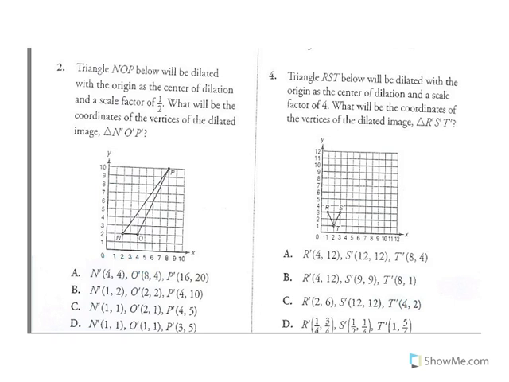Okay, going back to number 2. It says triangle NOP below will be dilated with the origin as the center of dilation and a scale factor of 1/2. What will be the coordinates of the vertices of the dilated image N prime, O prime, P prime? So before you can figure out what the new coordinates would be, you need to come over to the side and write the original coordinates. These are the original coordinates x, y, and they're dilated by a scale factor of 1/2. So you're going to multiply everything by 1/2: x and y.